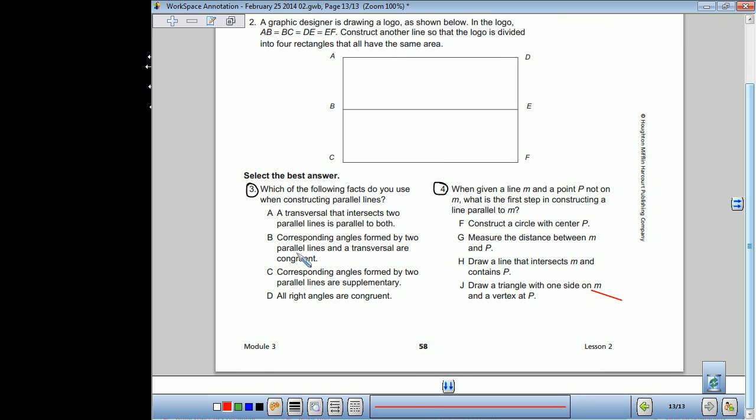Let's see. Could we answer these 2 questions? Which of the following facts do you use when constructing parallel lines?